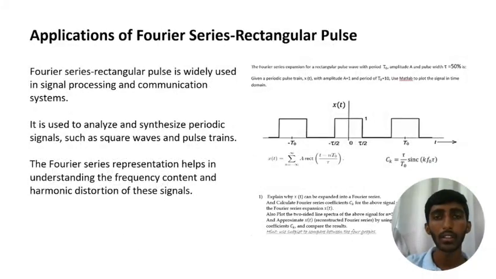Applications of Fourier series rectangular pulse. Fourier series rectangular pulse is widely used in signal processing and communication systems. It is used to analyze and synthesize the periodic signals such as square waves and pulse trains. The Fourier series representation helps in understanding the frequency content and harmonic distortion of these signals.